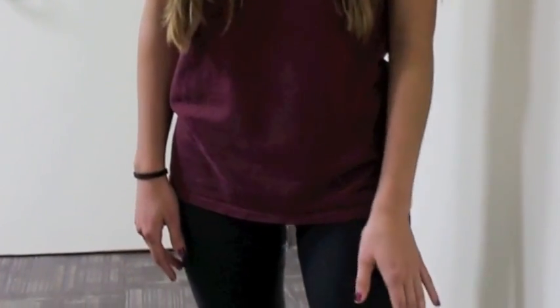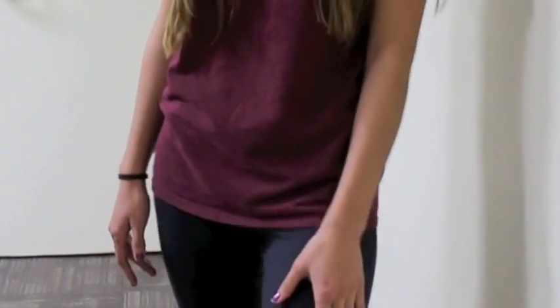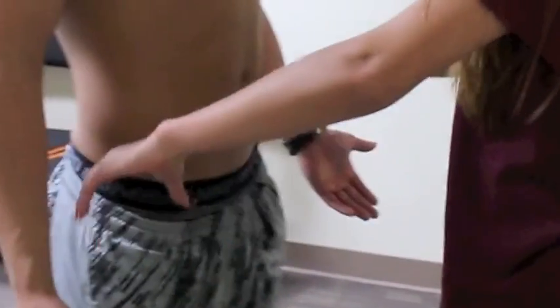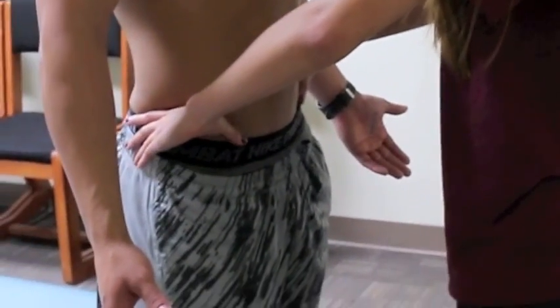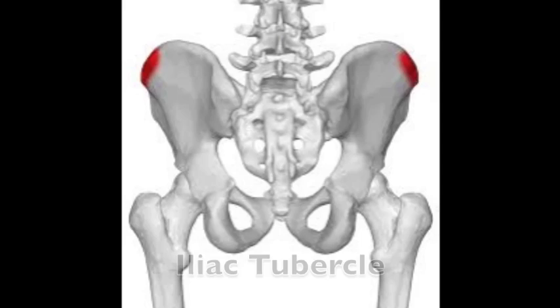I will first be palpating the anterior superior iliac spine, also known as the ASIS. I will stand anteriorly to the patient and place my hands on his hips. Where the thumbs naturally lie, that is where the ASIS is located.